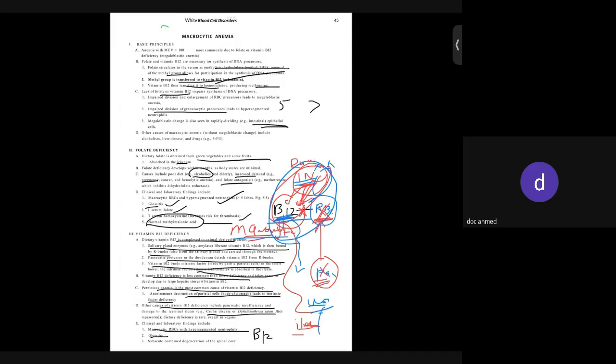You guys know hypersegmented neutrophils. So for B12, you have a lot of stores, and it would take a lot of time to develop B12 deficiency. Normally, we bind it to R binder in saliva, and it moves into the duodenum. The pancreas is going to remove the R binder and attach it to intrinsic factor, and in the ileum they get reabsorbed.